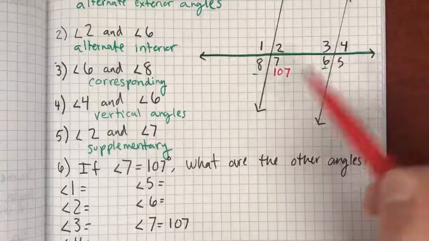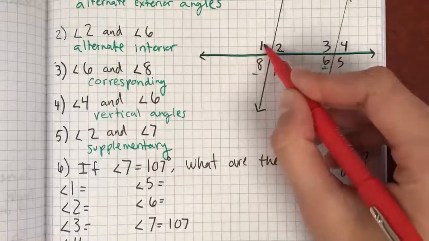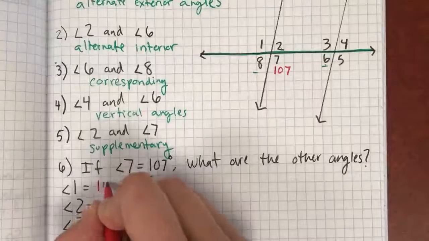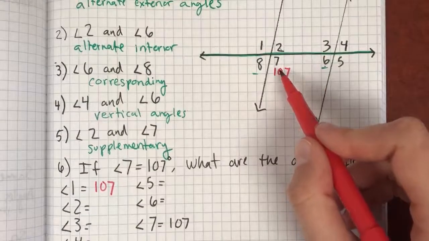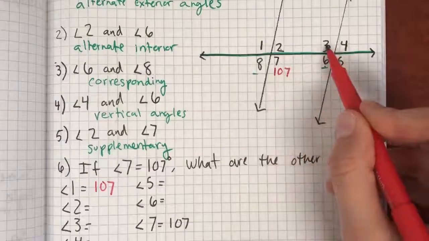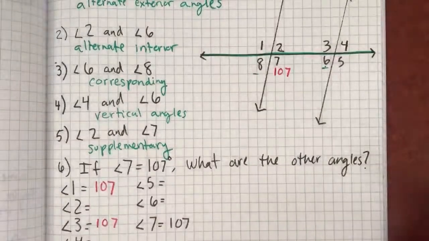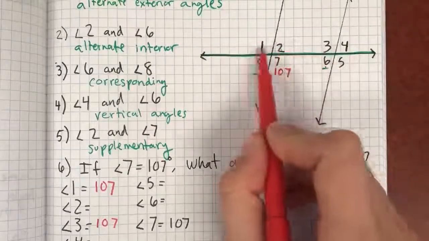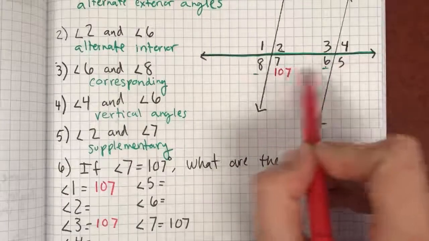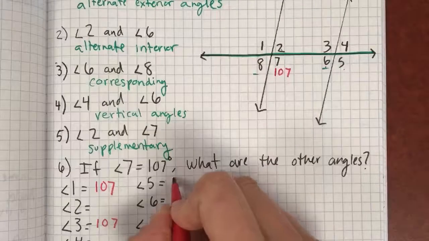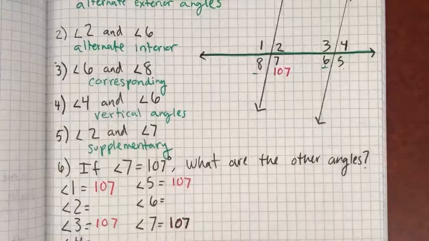Remember, we can find half of our angles without doing any math, okay? I can find angle 1. Remember we said vertical angles are congruent. And then we have alternate interior angles. That would be 3, so I know 3 is 107. I could also say that corresponding angles with 1 and 3. With 5, again, those are corresponding angles. 7 and 5, those are corresponding angles, so I know that's 107. And we obviously know 7 is 107.